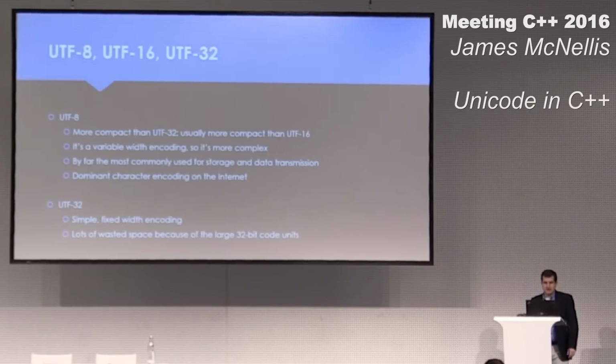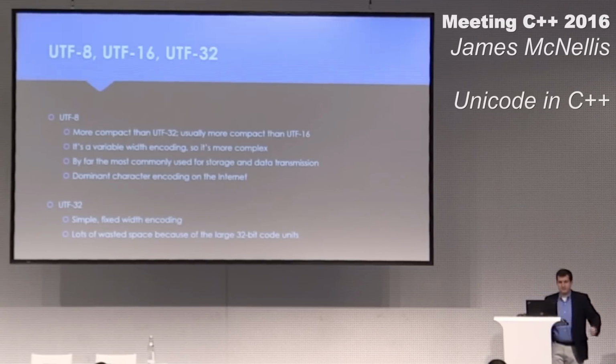So, encodings recap. UTF-8 is more compact than UTF-32. It's usually more compact than UTF-16. It's a variable width encoding, so it's a bit more complex. Again, you can't just iterate over the characters very easily. It's by far the most commonly used storage and data transmission encoding. So 2 years ago, when I first wrote this talk, 78% of the top 10,000 websites and 65% of the top million websites delivered their textual content using UTF-8. And it's the dominant character encoding on the internet.